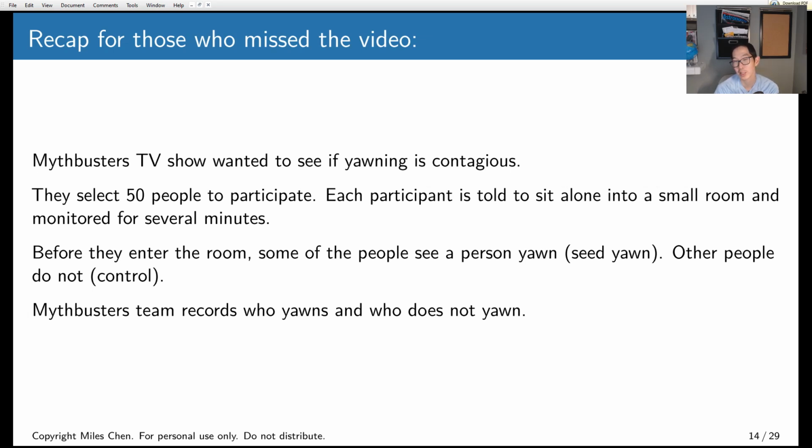The outcome variable was, while they sat in that room, did that person yawn or not? They wanted to know, is there a difference in the proportion of people who yawn based on whether they saw the seed yawn or not? So that was the experiment. I hope I explained that okay. Some people saw somebody yawn before they entered the room, other people did not. And then the outcome is, while the person was sitting in the room, did they end up yawning themselves or not?